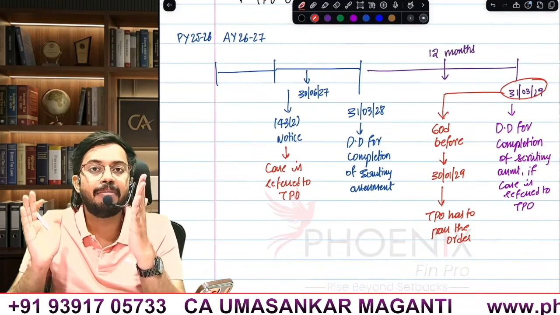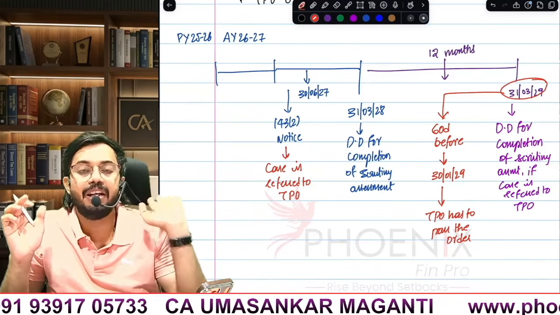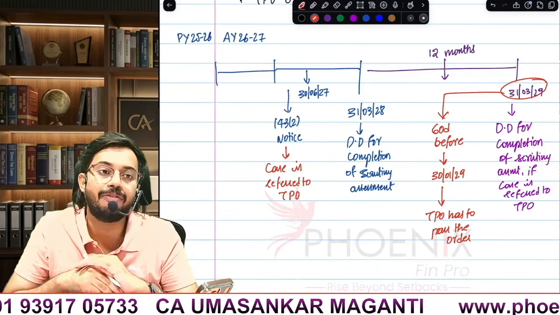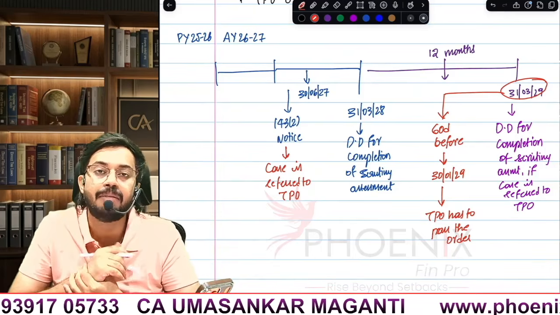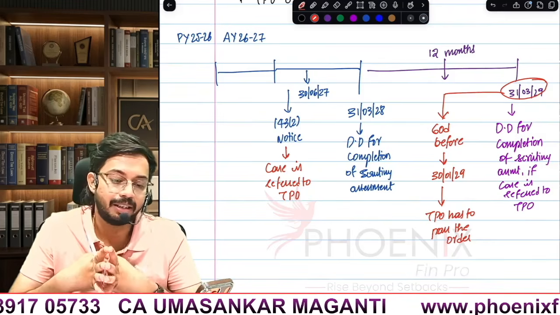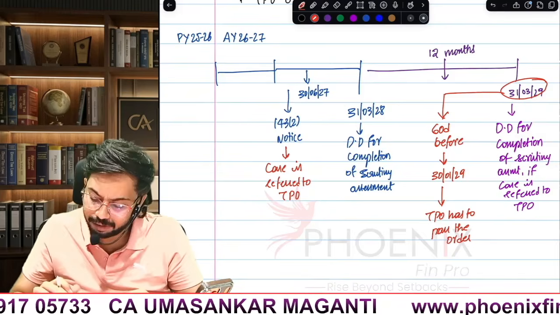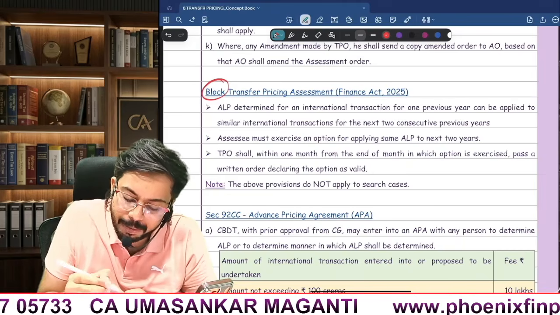Generally, whatever the time limit available for the assessing officer, that will be extended by an extra 1 year if the case is referred to the transfer pricing officer. The TPO has to give the transfer pricing report at least 60 days before the due date for completion of assessment. Okay, next. Recently, in Finance Act 2025, there is a concept called block transfer pricing assessment.